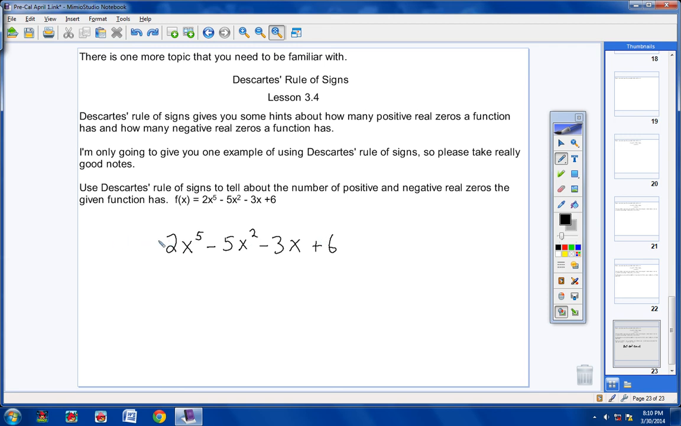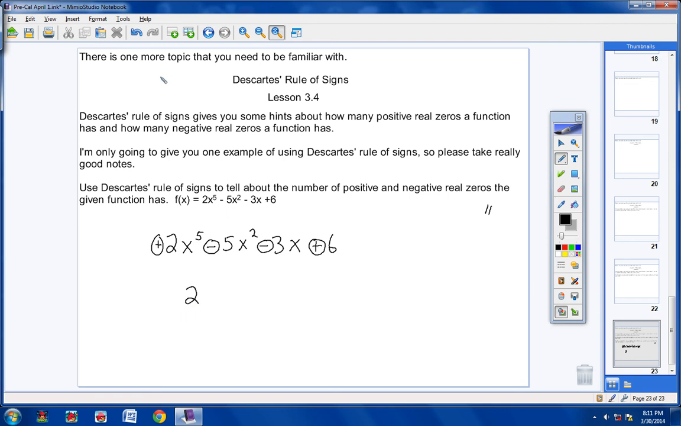So my first term here, is it positive or negative? It's positive. So I went from a positive to a what? Negative. Well, that's one sign change. Put a tally mark over here. Then I went from negative to negative. Is that a sign change? Not at all. And then I went from a negative to a positive. That's another sign change. So how many sign changes did I have? Two.